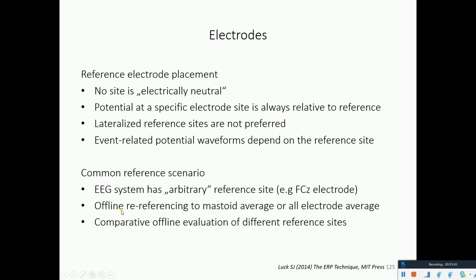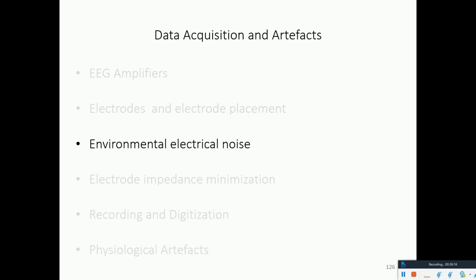And I think the most helpful thing, because it's so easy to re-reference offline, is to evaluate the data that you have with different reference sites. For example, if you're looking at the difference between two event-related potential waveforms in two conditions, and you change the reference sites and the difference is always there, although it might sometimes be a little bit larger or smaller, then you feel better than if the difference completely disappears with a different reference site, but that's unlikely. Good. So that was what I wanted to say about electrodes and electrode placement.